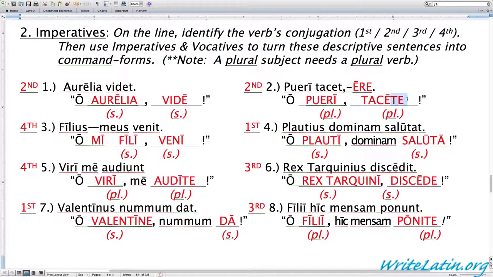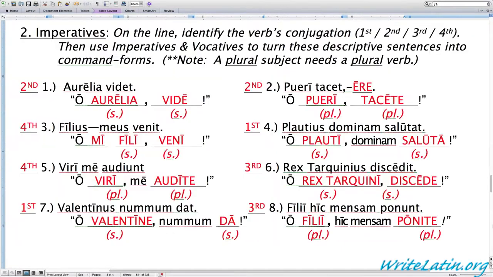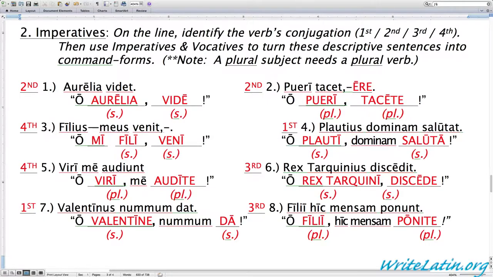Now why did I put this extra T in? Well, it was a plural subject, so we need to use the plural command form, te, not just the singular command form. So a te will always slip in. Next up, filius meus venit. I look on my vocab list and I see that it goes venit, venire. And notice that's a long I, not a short I. And so I know that that is fourth conjugation.